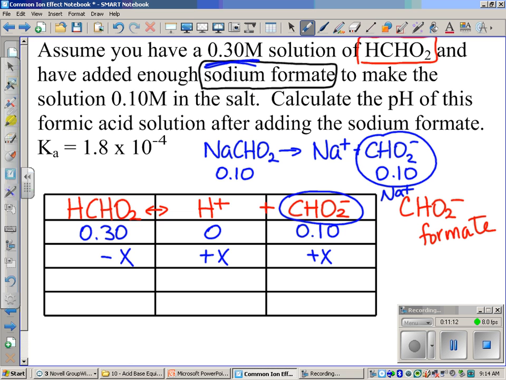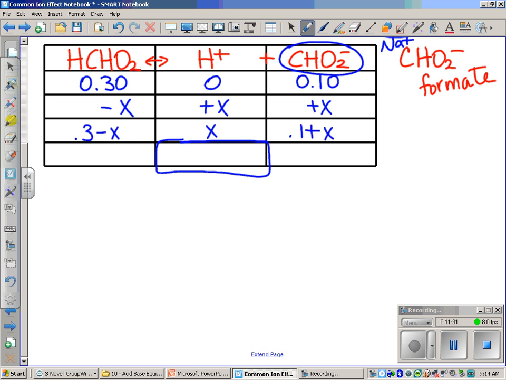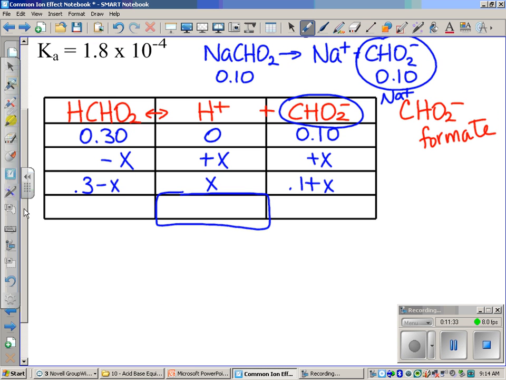So I'm going to do -x, plus x, counting for my coefficients. They just happen to all be 1s. 0.3 minus x, I have x, and I have 0.1 plus x. We are trying to calculate the pH, so we need to figure out H+ concentration, this guy right here. So we need to figure out what x is.